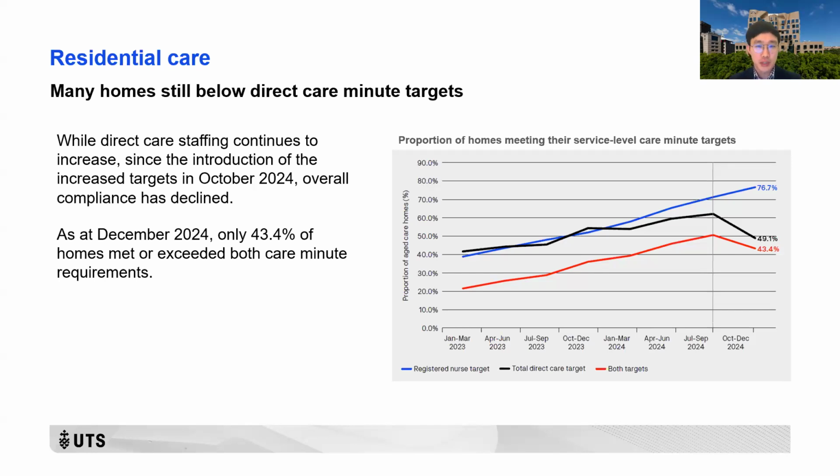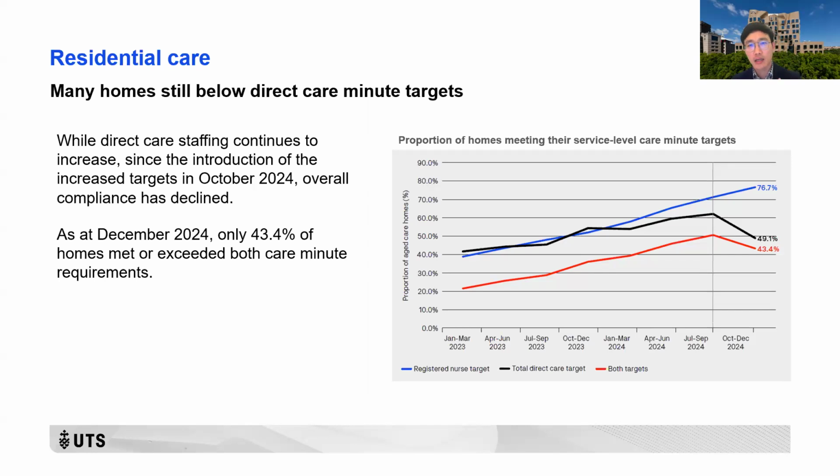In September 2024, just before the increase of the target, just over half of all homes in the sector, about 50%, met or exceeded both their registered nurse and total direct care minute targets, which is shown in the red line here. And the registered nurse target compliance rate in the blue line was higher at 71%, and the total direct care target compliance rate in the black line was at 62%.